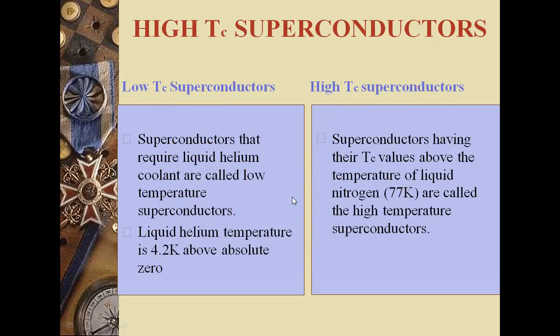What are the low TC? What is the low TC temperature for the superconductors? What is the temperature at which we call it a low TC superconductor? 4.2, liquid helium. High TC superconductors are at liquid nitrogen temperature, which is 77.